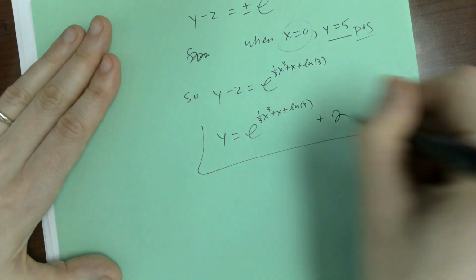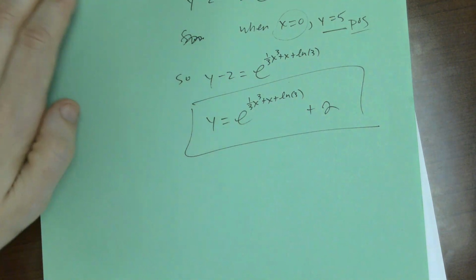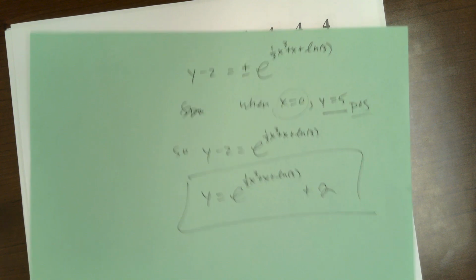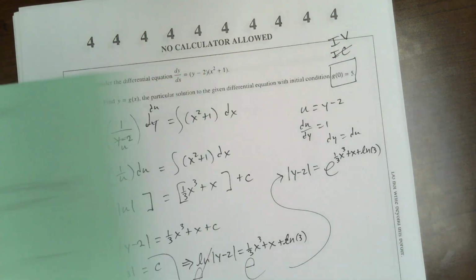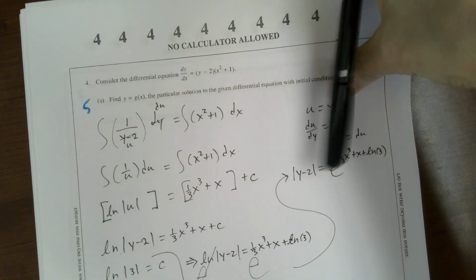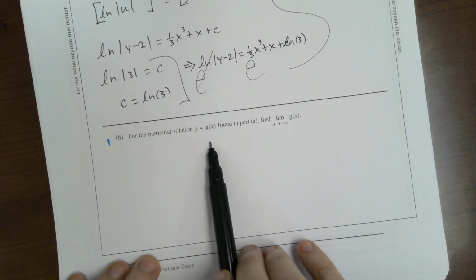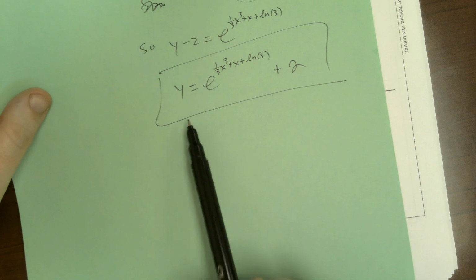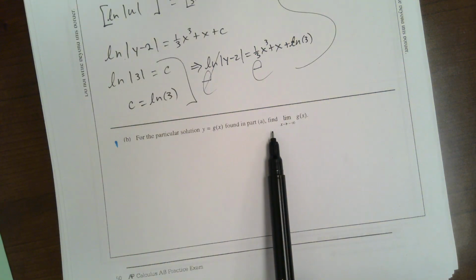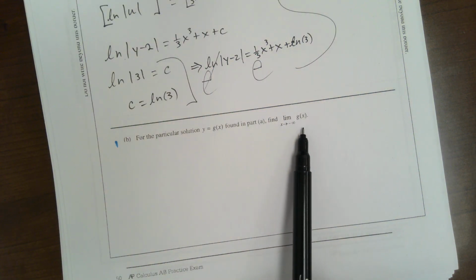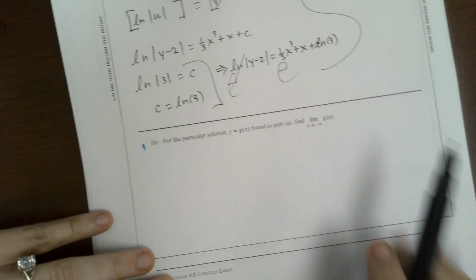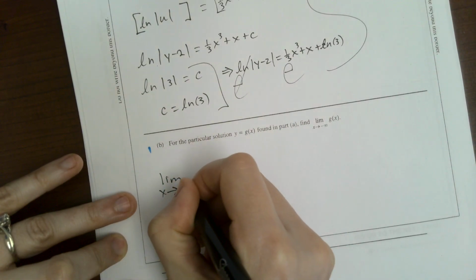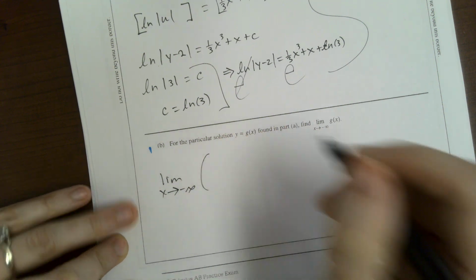Plus 2, okay. Woo, 5 points. 5 points for that. Okay, now, part B. For the particular solution, y equals g of x found in part A, so this thing that I just found, right, this is g of x, find the limit as x approaches negative infinity. Okay, so the limit is just 1 point as x approaches negative infinity.